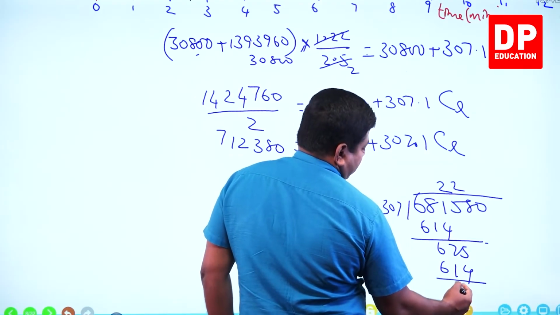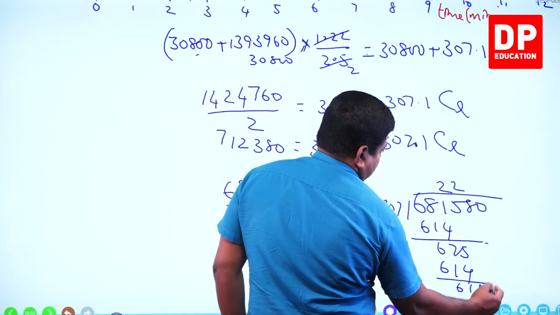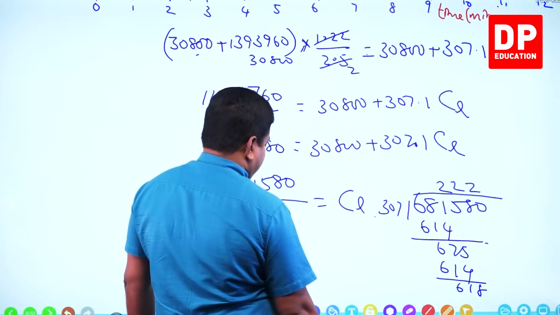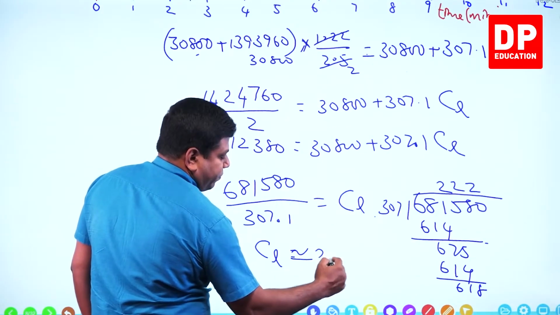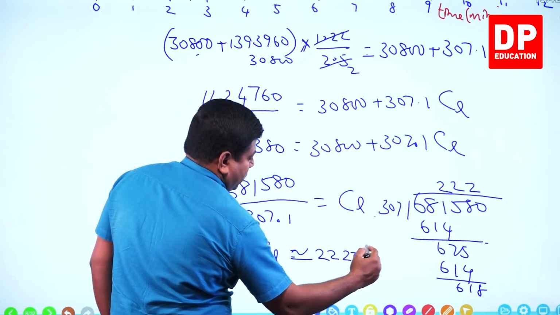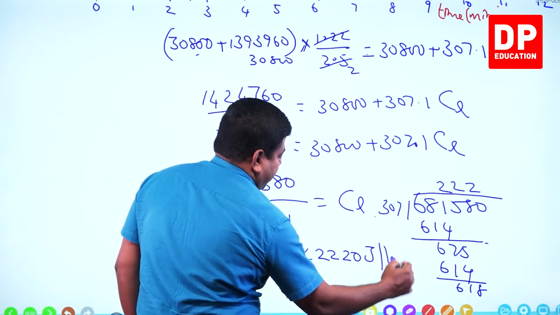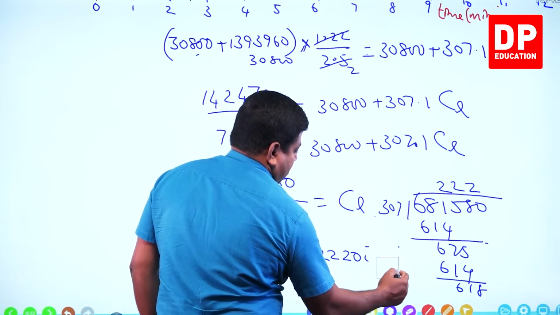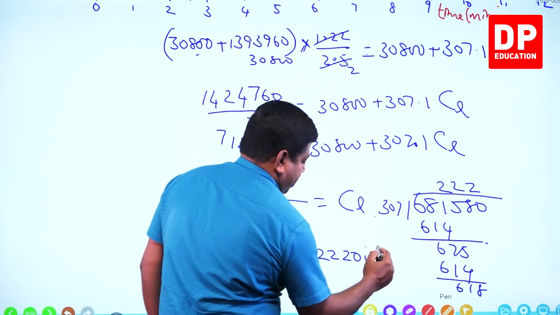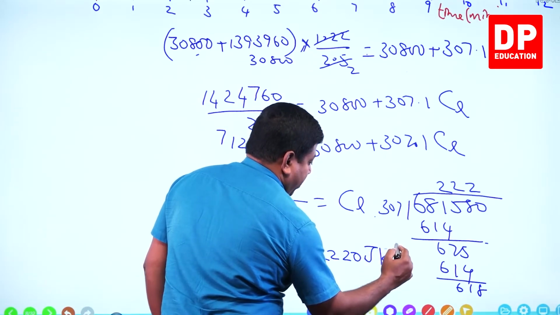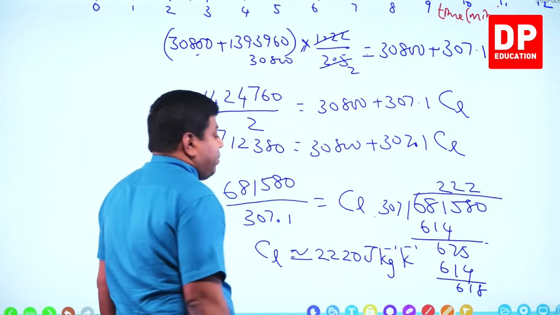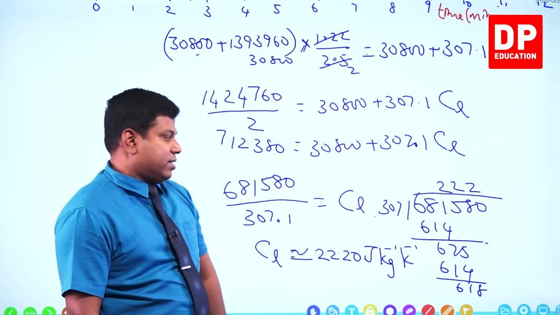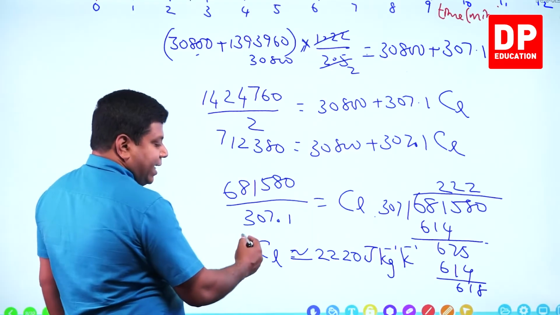That's 61. Again 2. Approximately 2,220 joule per kilogram per Kelvin. Joule per kilogram per Kelvin. Careful, the units are important. Physics, every answer you give has to go with the units carefully. So the answer we are getting is approximately.